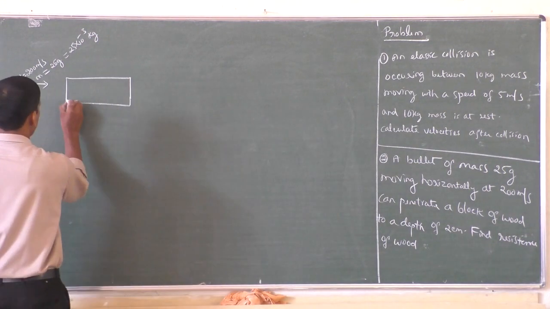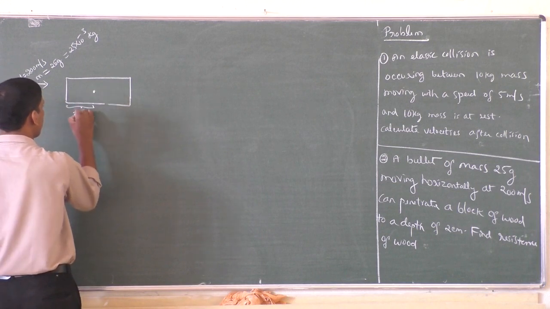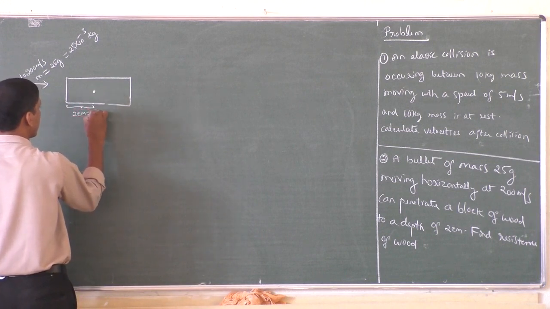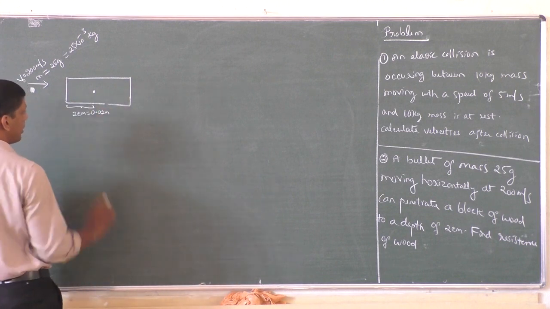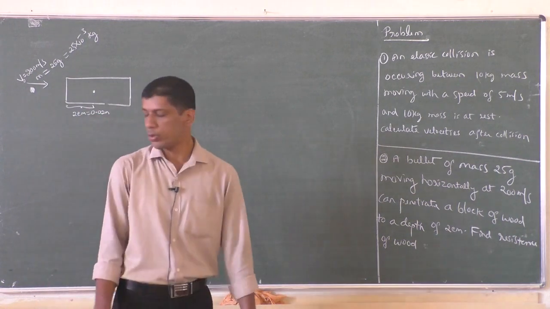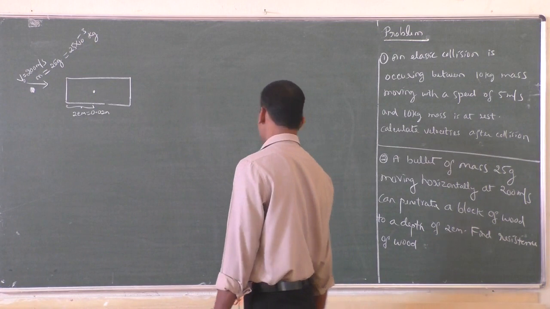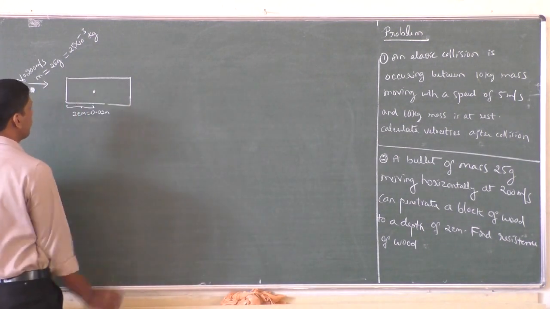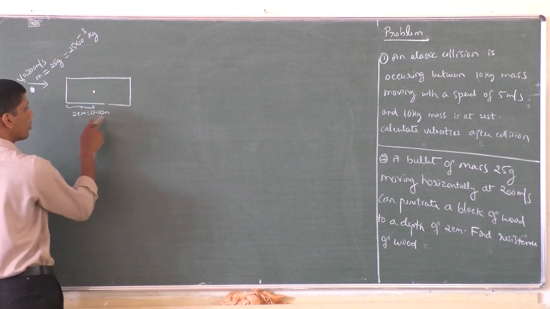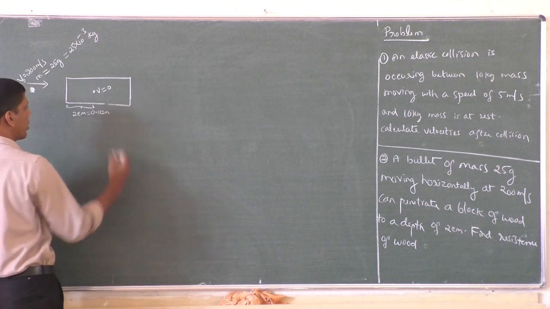So the depth is 2 centimeter. That's nothing but 0.02 meter. So this is the distance traveled. Distance traveled by the bullet will be equal to 0.02 meter. Now we have to calculate the resistance of the wood, and finally the bullet will stop here. So the final velocity of the bullet will be equal to 0.